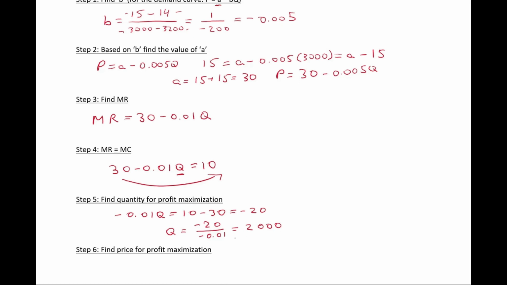Now, based on the value of Q that we have, we can find the value of P. How? Just plug in that value of Q into our demand curve, right?